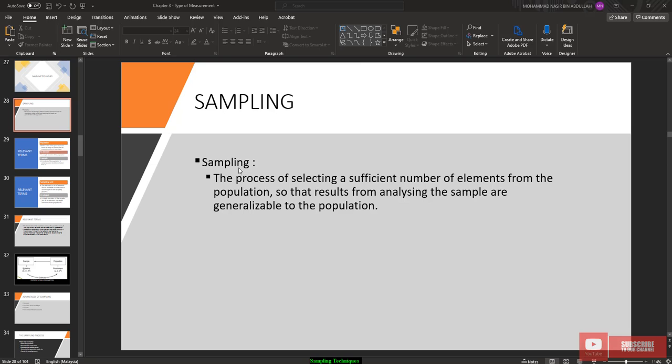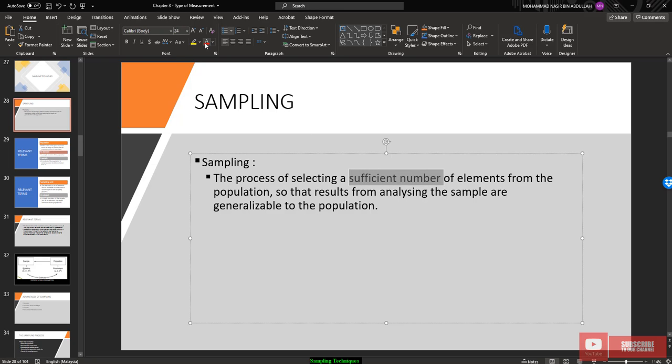So now look at the definition of sampling. Sampling is a process of selecting a sufficient number of elements from the population so that the results from the analysis of the sample are generalizable to the population. So we cannot simply set, say, we want to take 100 elements, or we want to take 30 elements. We need to calculate the sample size based on certain criteria.